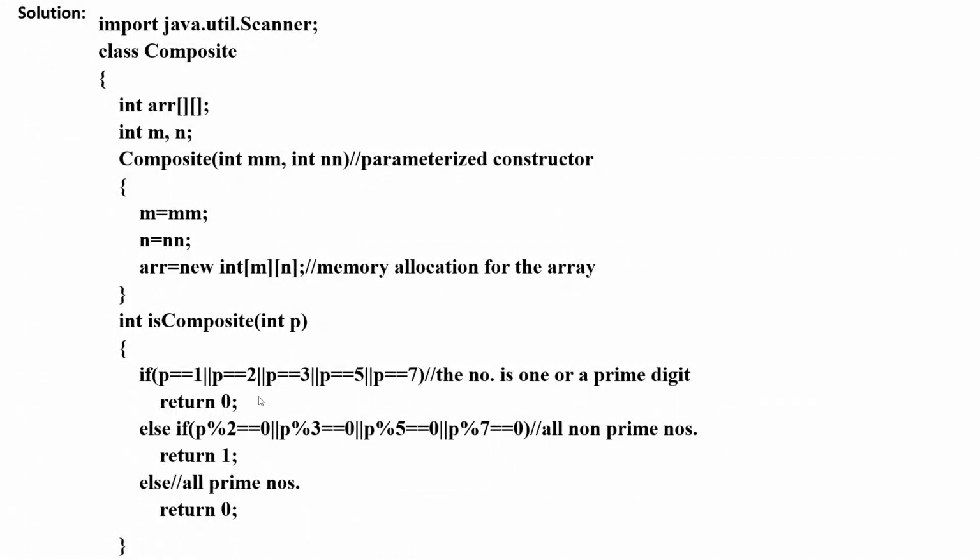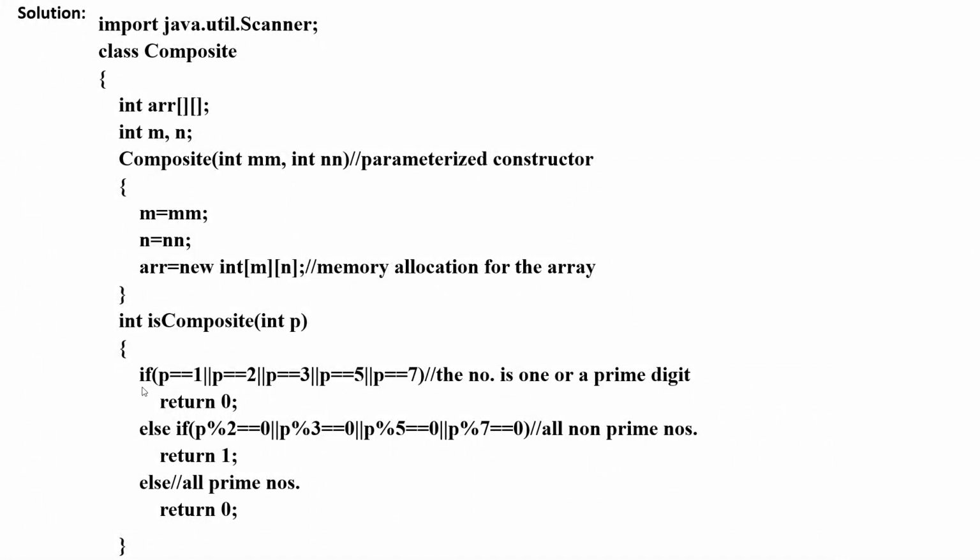Else, if the number is divisible by any of the prime digits, it is a composite number. So if p mod 2 equals 0, p mod 3 equals 0, p mod 5 equals 0, p mod 7 equals 0, it is returning 1. Else, for any other number, they all are prime numbers, hence it is returning 0.